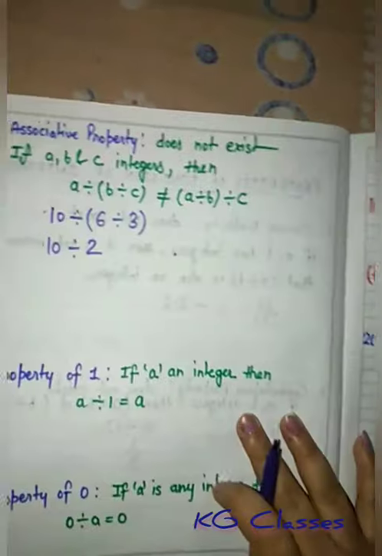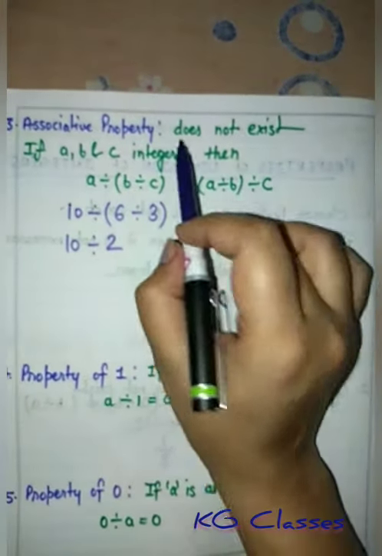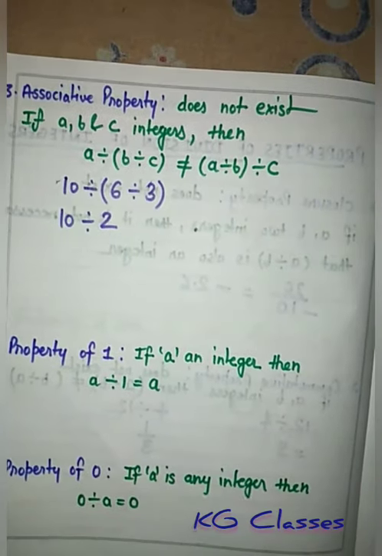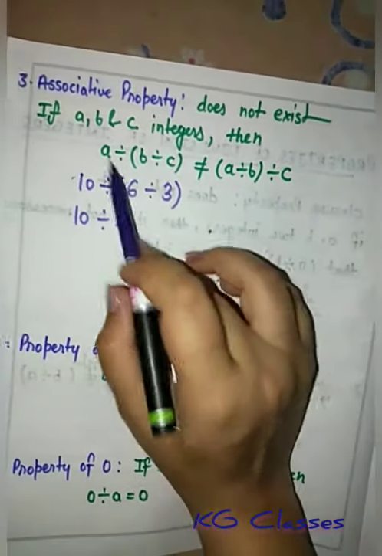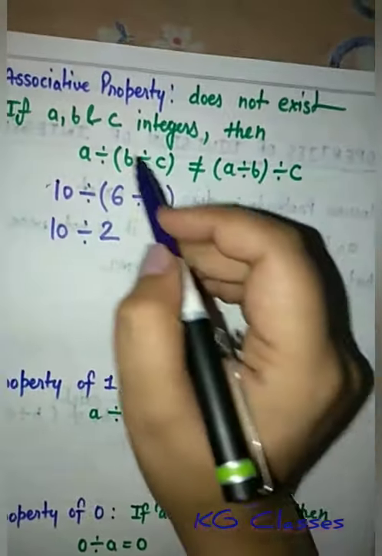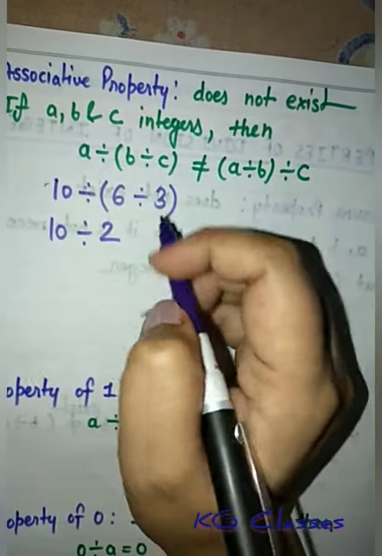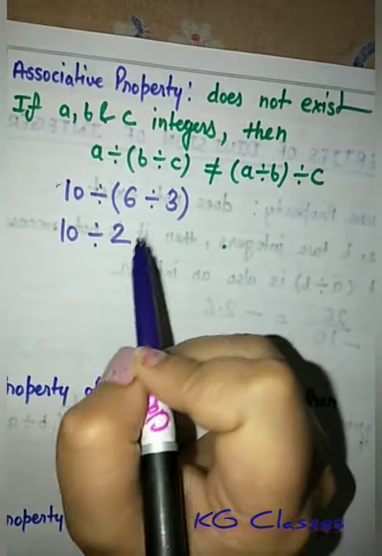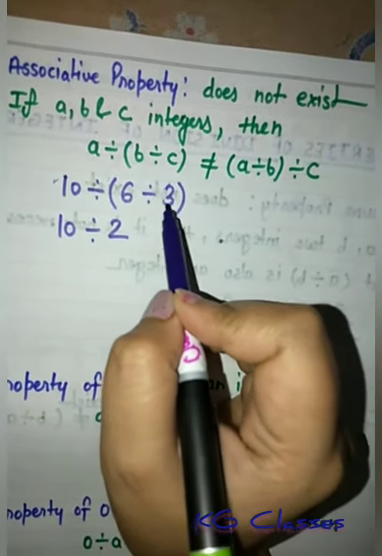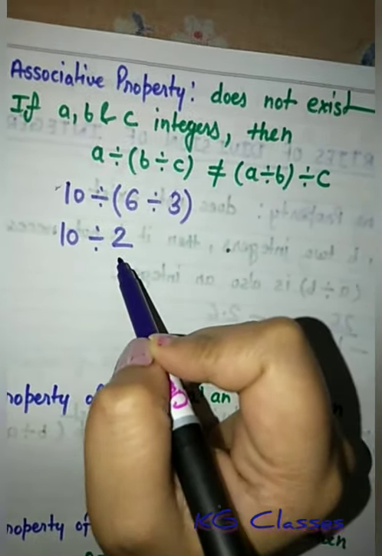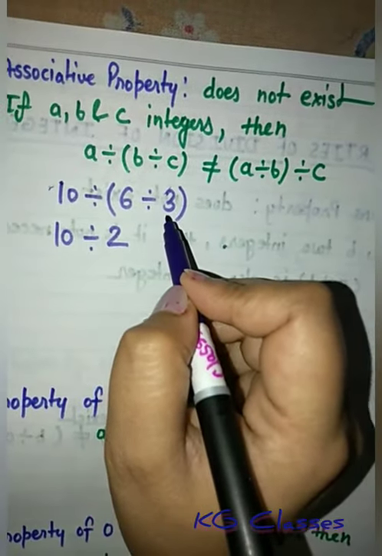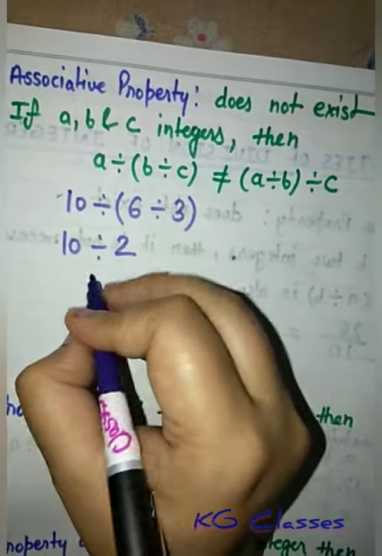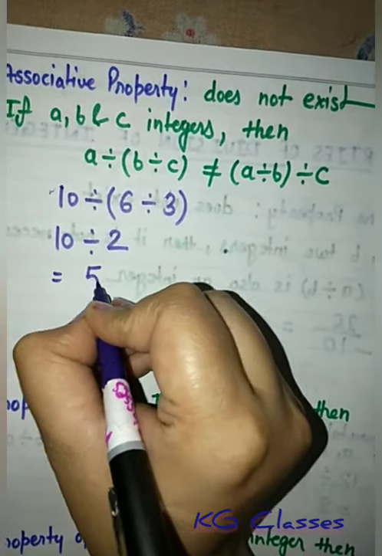Now next one is associative property. It also does not exist here. If a, b, c are integers, then we have to satisfy this property. We'll take an example for this. We will take 3 integers 10, 6 and 3. We will divide 6 by 3. We will have 2 here because 3 2s are 6. If we divide 10 by 2, then we will have 5 here.